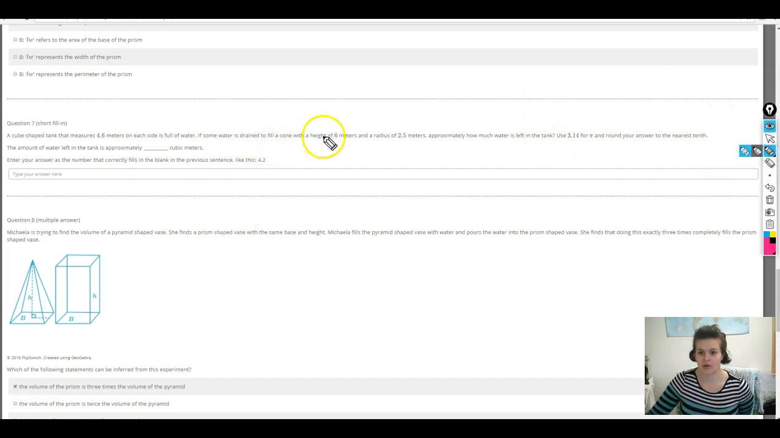Okay, so we want to know how much water is left in the tank. So first we need to find our total volume for the tank. So the volume of our tank minus the volume from to fill the cone. That's going to equal a volume that's left in the tank. So left in the tank, LT.